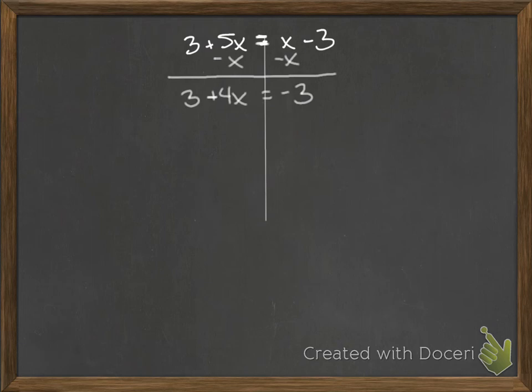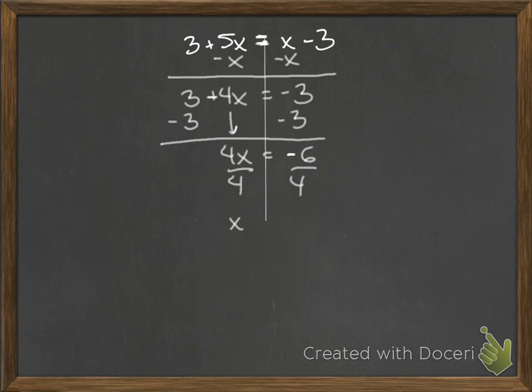So again, we undo that in reverse order of operations. So first, we subtract 3. So this becomes 4x equals, well, what is negative 3 plus negative 3? The answer is negative 6. Then we divide by 4. We get x equals negative 6 over 4. However, we can reduce that, and it becomes negative 3 over 2.